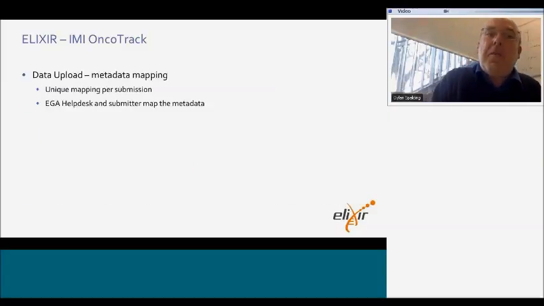The other thing we looked at was the data upload to the metadata mapping. Specifically with OncoTrack, you saw how complex the data was. And so we need to make a unique mapping per submission to the standard metadata model that the EGA uses. To do this, we need to use the EGA help desk and the submitter both working together to map these metadata.